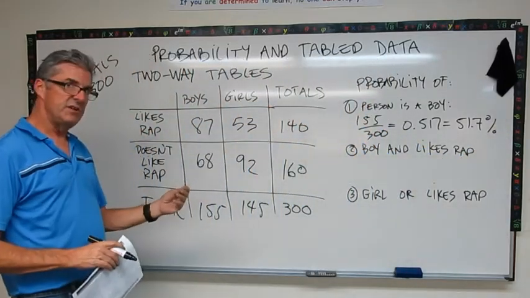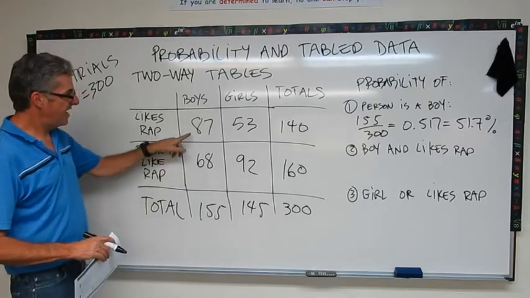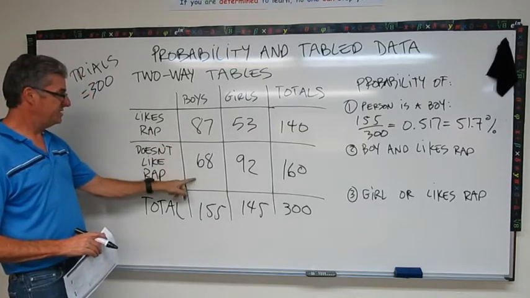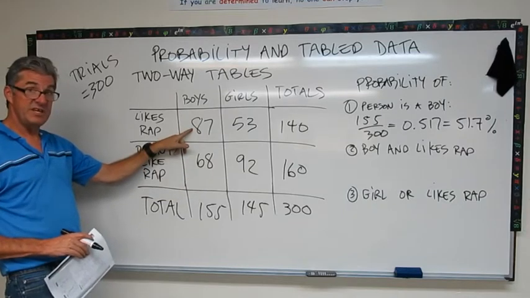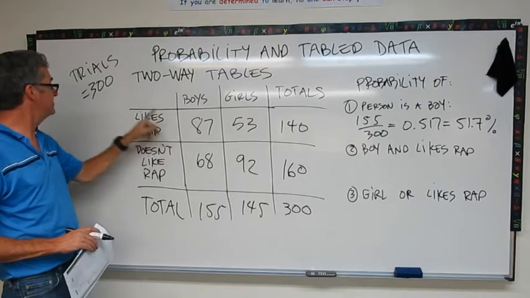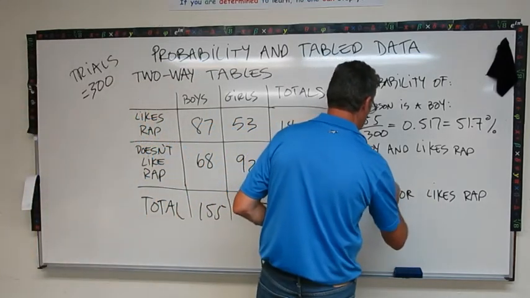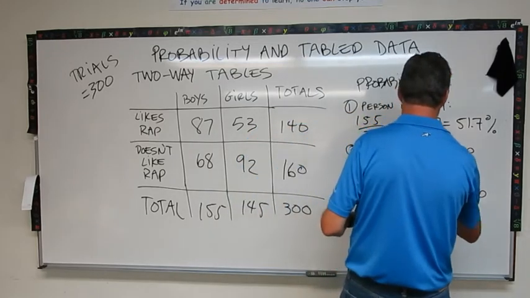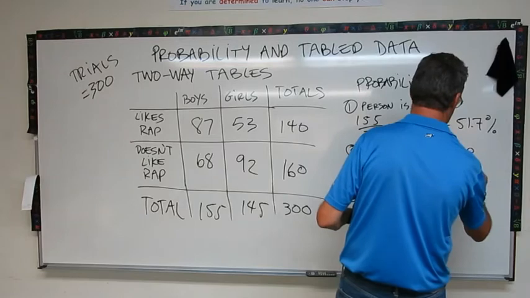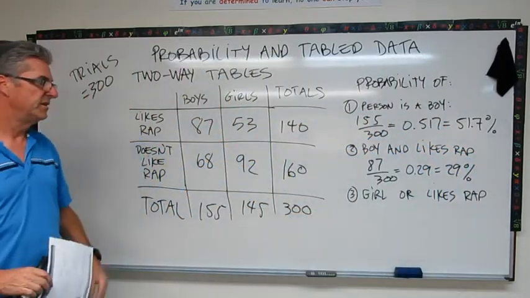Now the second one's a little bit more complicated. It's a boy and likes rap. So really, that's just this number. These boys don't like rap. So it's 87, but we still have to count the entire sample, all the people that we asked. So that was our 300. So this becomes 87 over 300, which gives us 0.29, which is 29%.